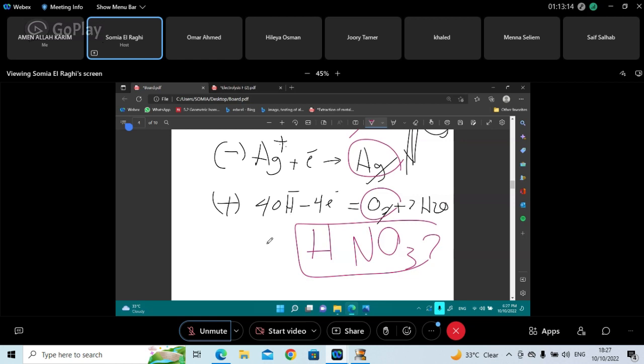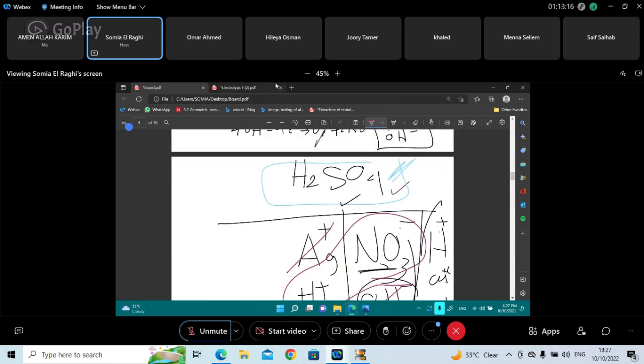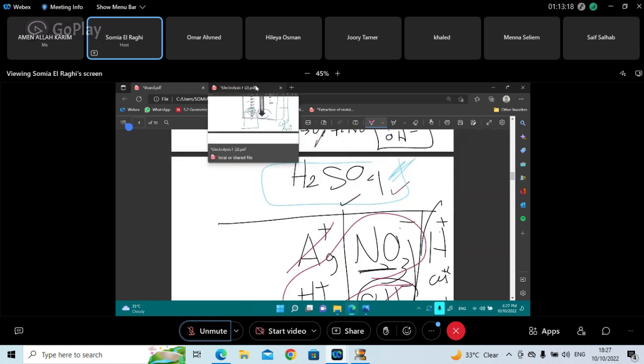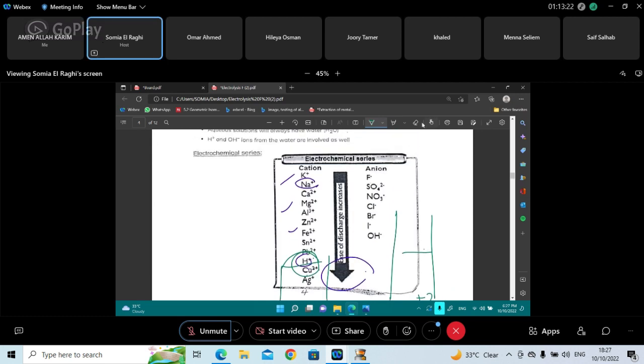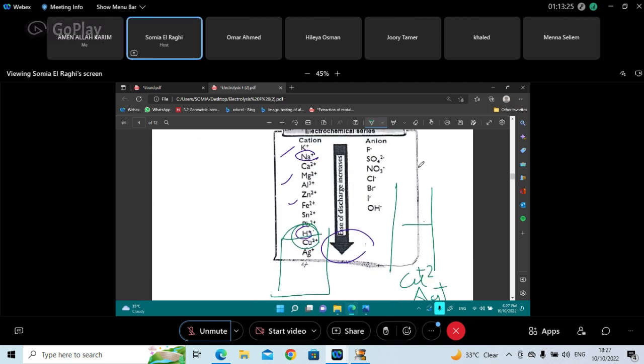Okay, I repeat this part again, please pay attention. We talked about this electrochemistry series. Any salt above hydrogen, like sodium chloride, in solution will never give a metal. I repeat again, we will never get a metal from a solution above the hydrogen. Right? We never get metal. What do we get?